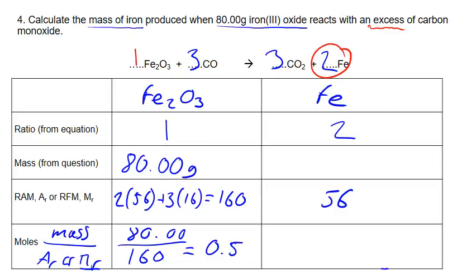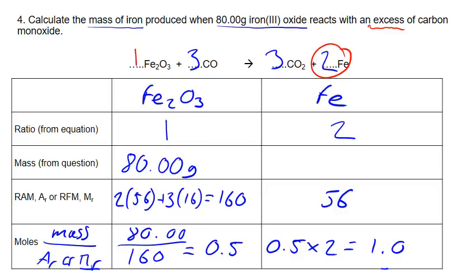Now, if we look back up to the ratio from the equation, 1 mole of Fe2O3 will make 2 moles of Fe. So we're using 0.5, so 0.5 times 2 will make 1 mole. So it's going to be 0.5 times 2 equals 1 mole. Now I know that 1 mole is formed.